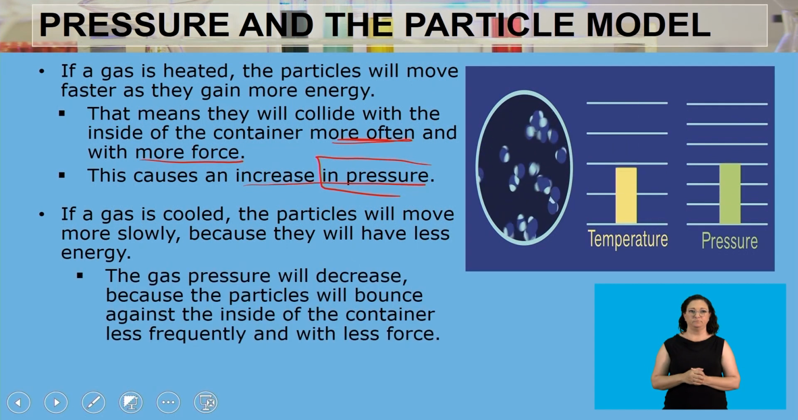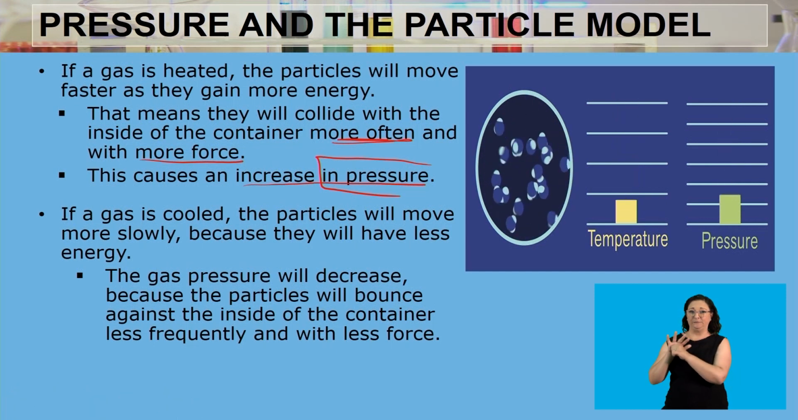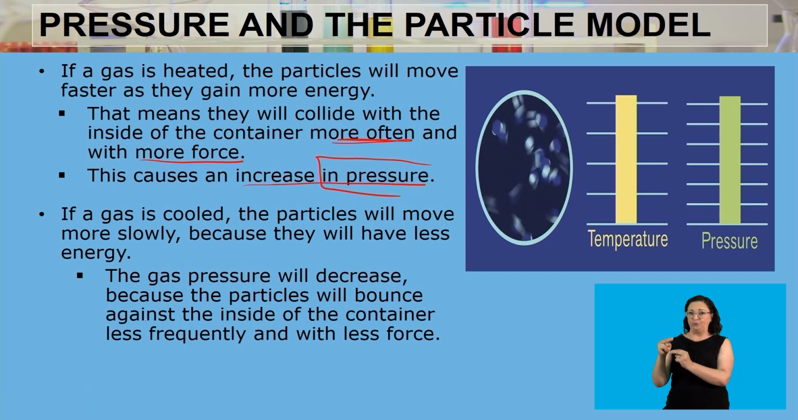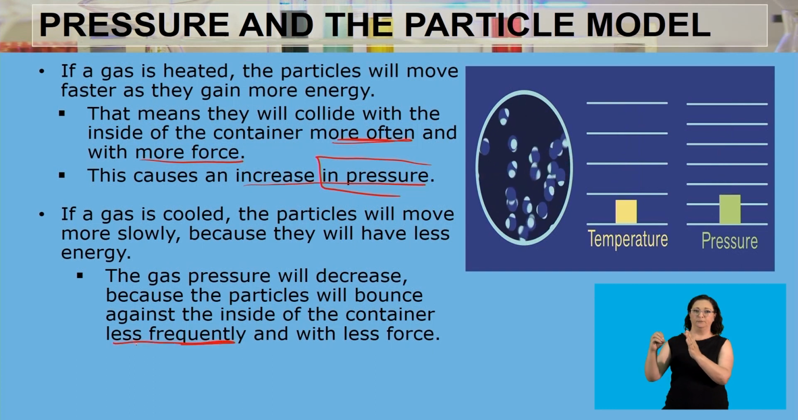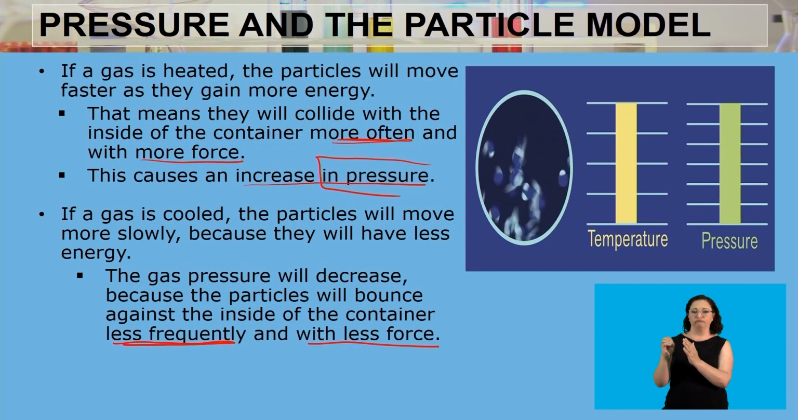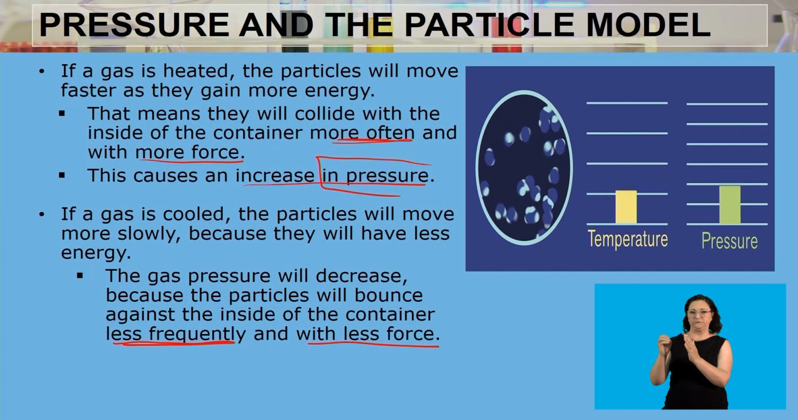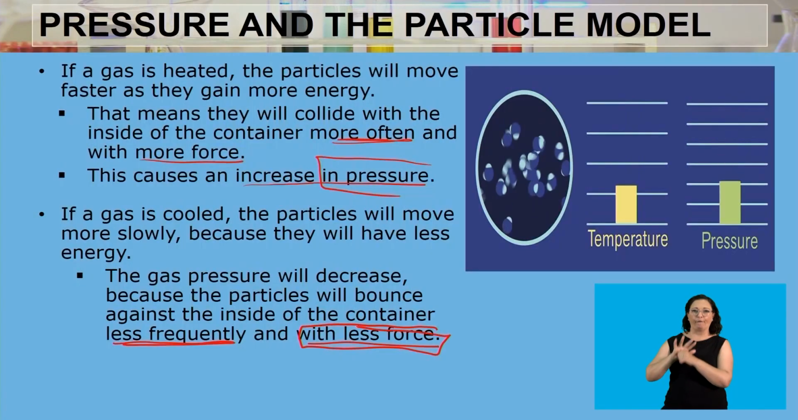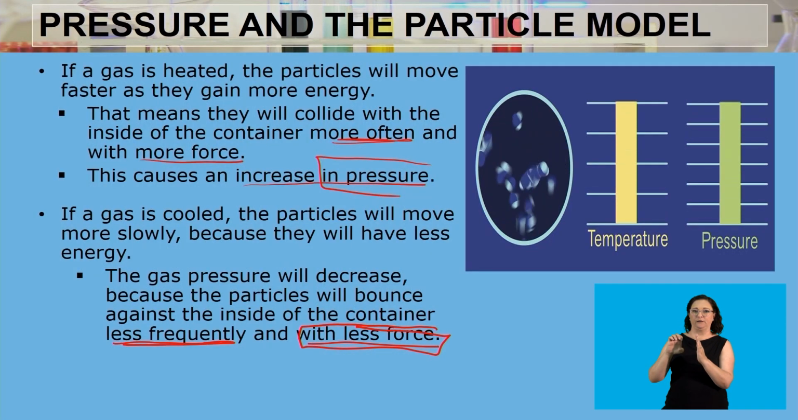So the gas pressure will decrease because the particles will bounce against the side of the container less frequently and with less force. Because the force of collision between the wall of the container and the particle is going to be less, and the collisions between the particles themselves are going to be less frequent, the force is going to decrease. And by decreasing the force, we are decreasing the pressure.